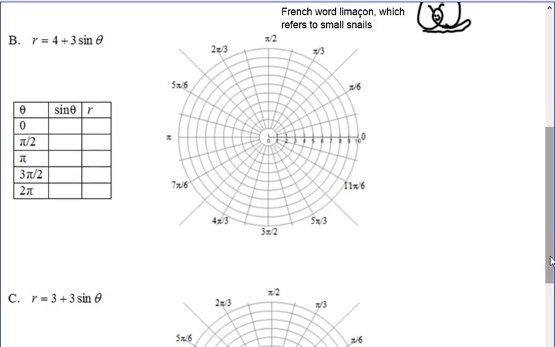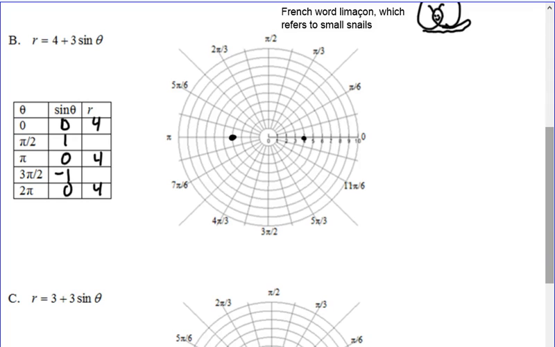We have the same sine values, 0, 1, 0, negative 1, 0. Now, when we add the two numbers, 4 plus 3 times 0, which is 4, because that's when sine is 0. So we have 4s every place here. So sideways on a sine graph is going to be 4.